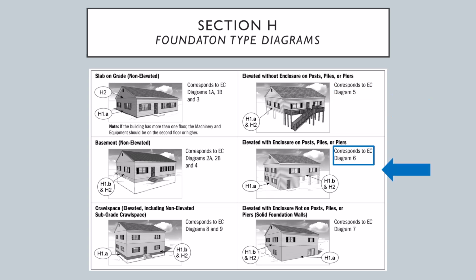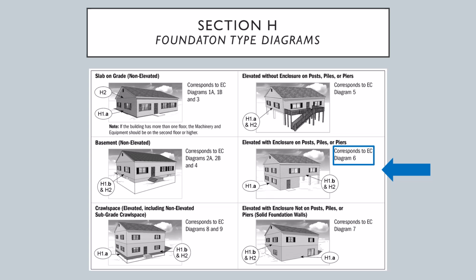The next foundation type is similar to the previous one, a posts, piers, and pile foundation, but this one has an enclosure under the elevated floor. This is a diagram 6 building. It doesn't matter if it is built with breakaway walls or not, the elevations marked as H1A and H1B need to be completed. The elevation needed to determine the M&E discount is the elevated floor, as shown by the arrow for H2.